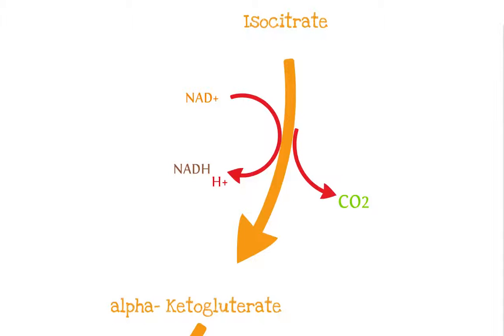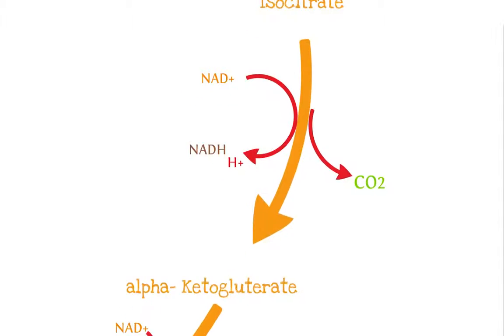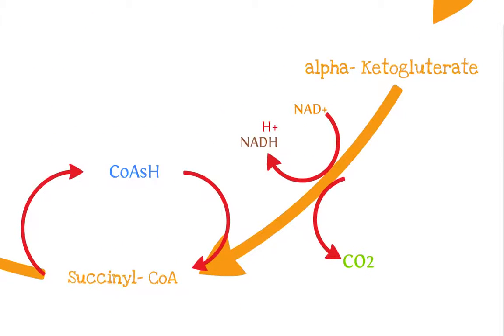Alpha-ketoglutarate is the final product. Alpha-ketoglutarate is then oxidized to create a second molecule of NADH and carbon dioxide. This reaction is catalyzed by alpha-ketoglutarate dehydrogenase complex to make succinyl-CoA.